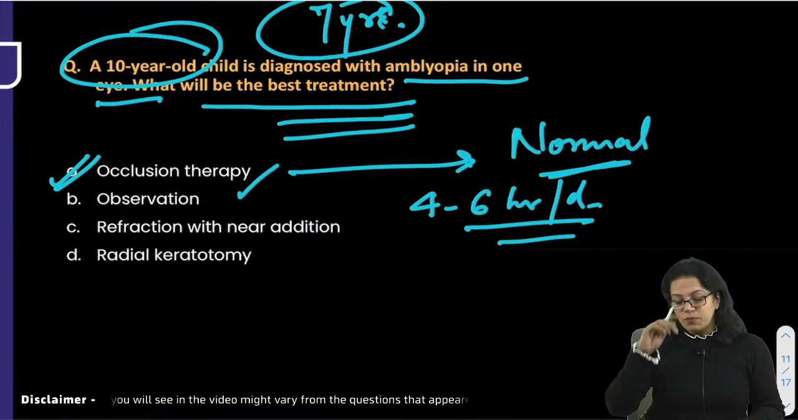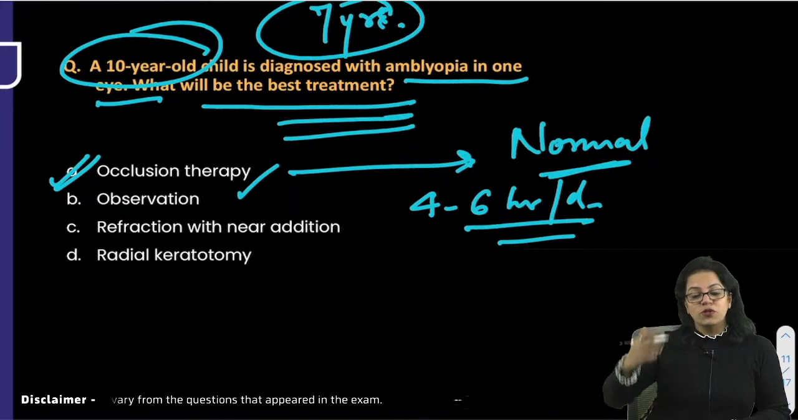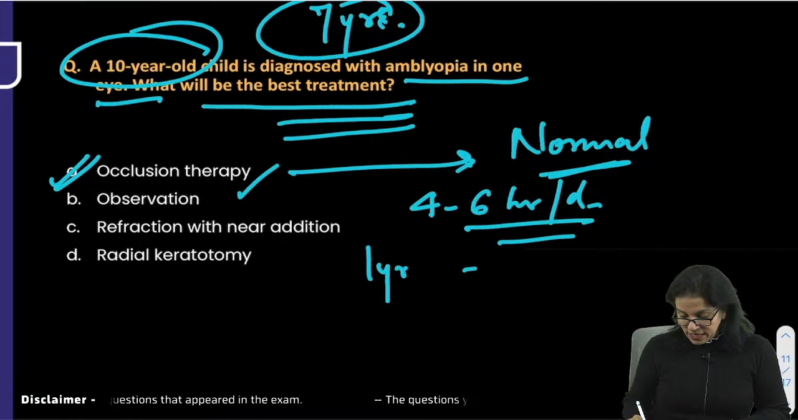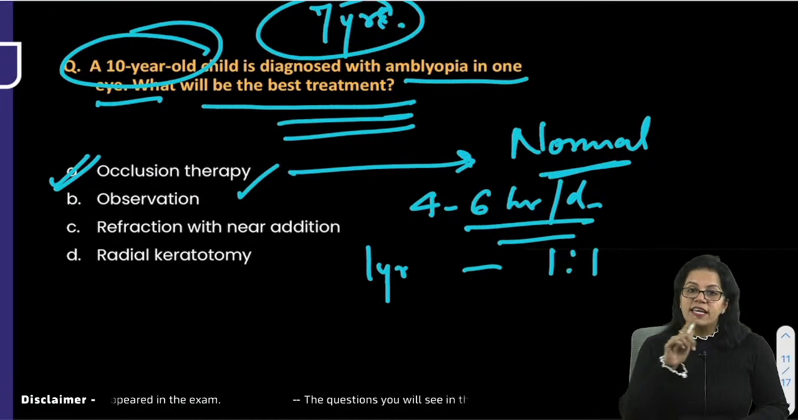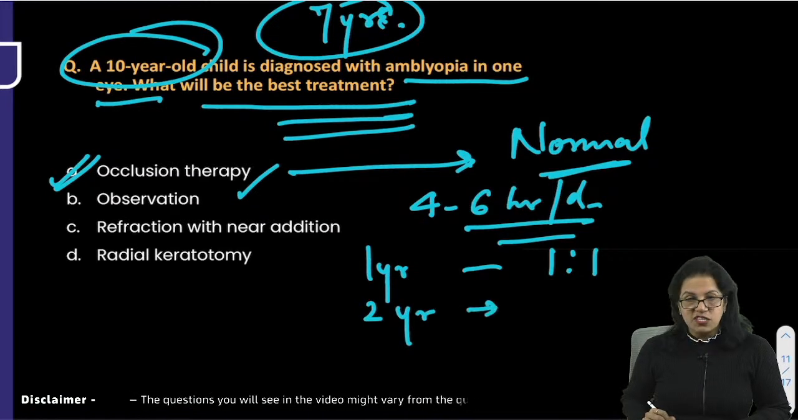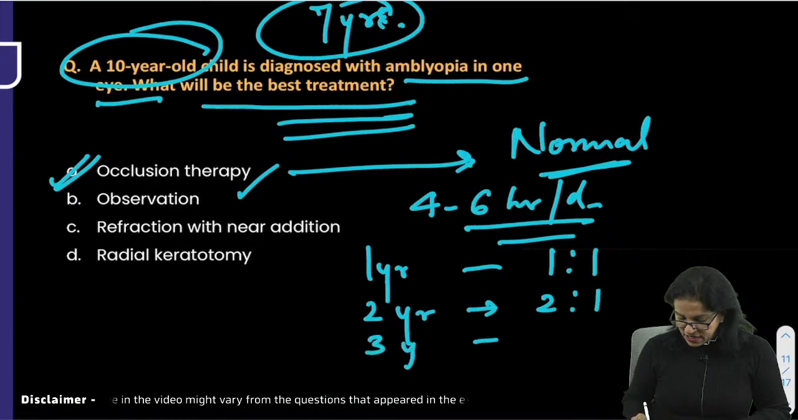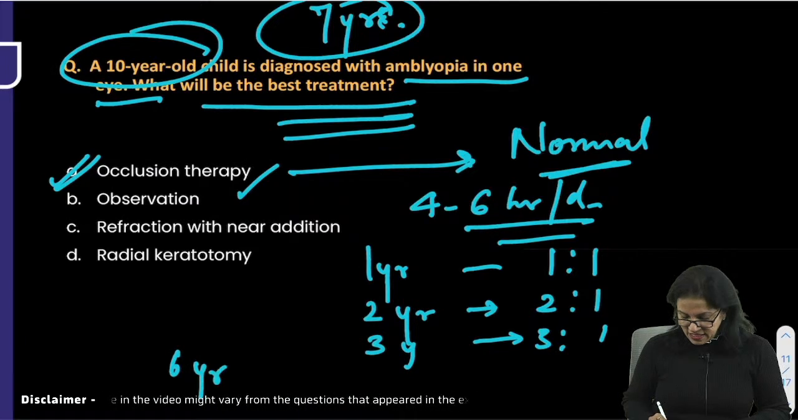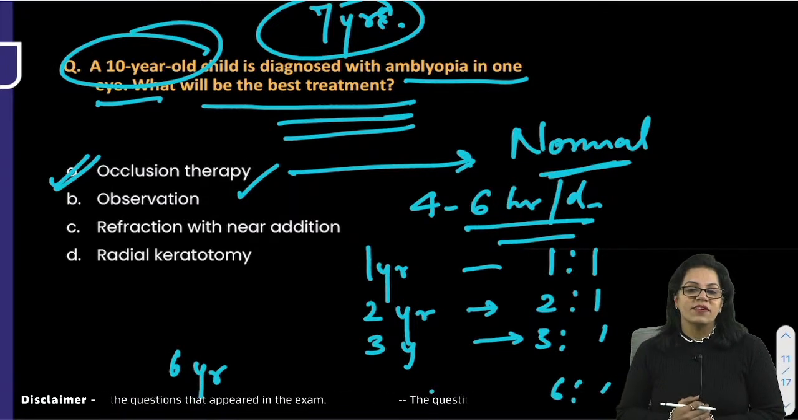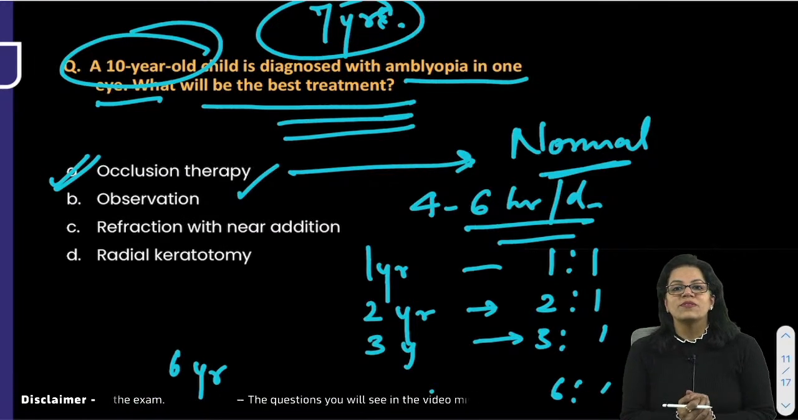I'll tell you one more additional point here: how much to occlude depends on the age. Suppose the child is 1 year, it is 1:1, meaning one day you occlude, one day you open. Now, as the age increases, the challenge increases. The time of occlusion increases, 2:1, 3 year, 3:1, and so on till 6 years, where we say 6:1. This is the main ratio that you have to understand. As the age increases, the challenge is greater in treating this amblyopia.